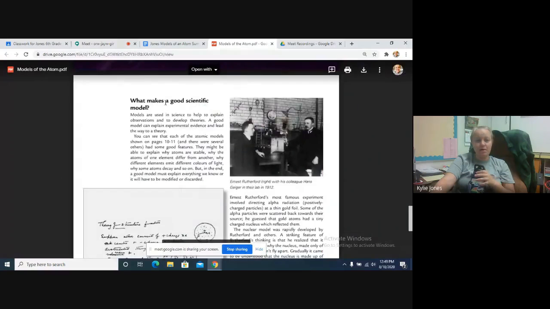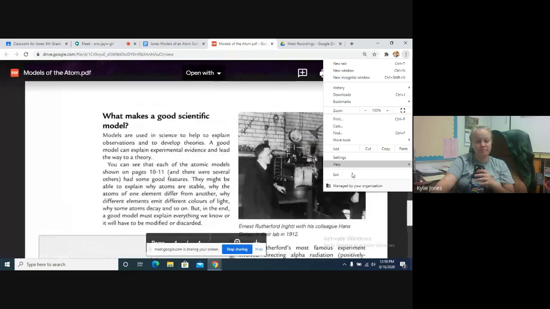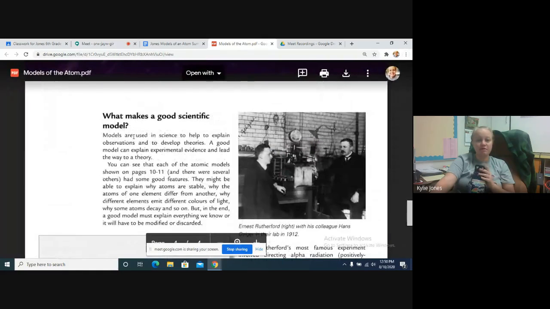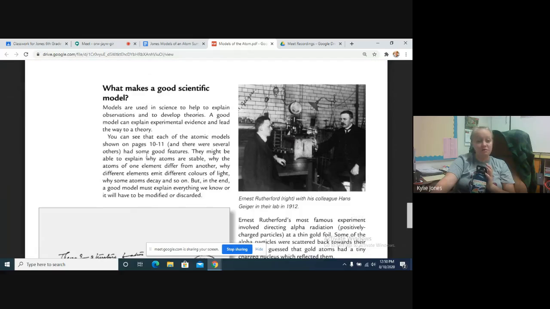Alrighty. What makes a good scientific model? We'll zoom in again. Models are used in science to help to explain observations and to develop theories. A good model can explain experimental evidence and lead the way to a new theory.